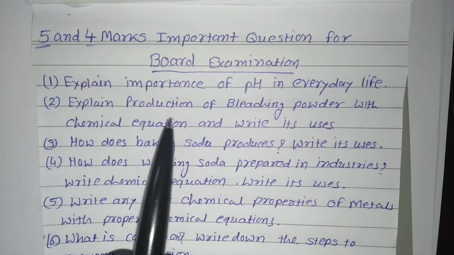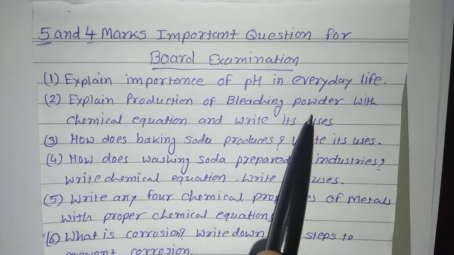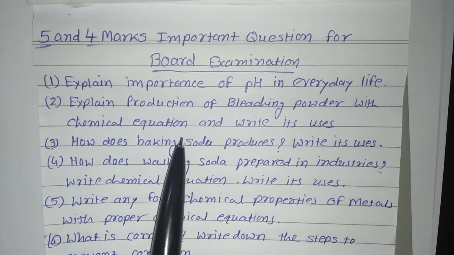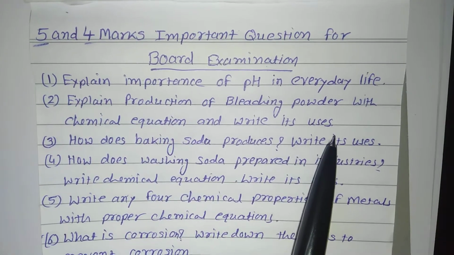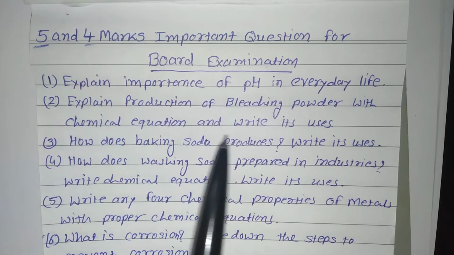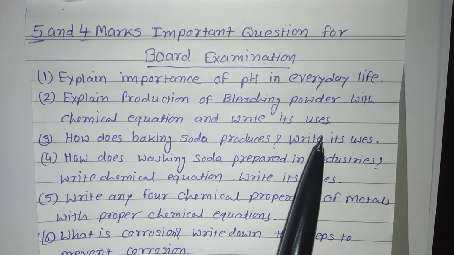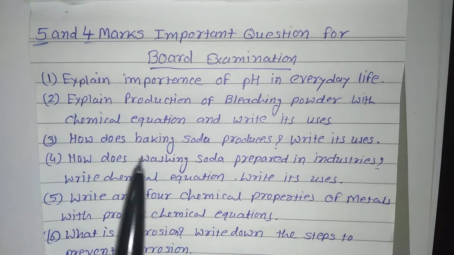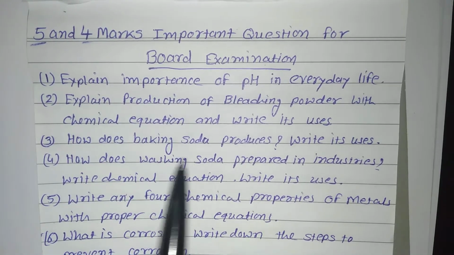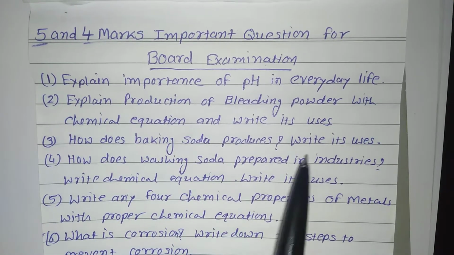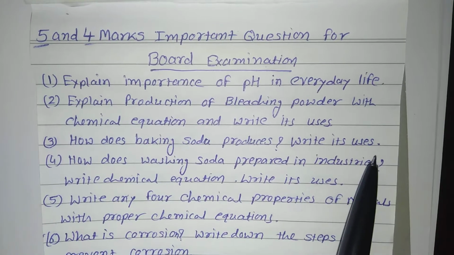Second question, explain production of bleaching powder with chemical equation and write its uses. So you have to write the chemical equation for preparing of bleaching powder, and then you have to write its uses too. Question 3, how is baking soda produced? Means you have to write the production of baking soda and write its uses.